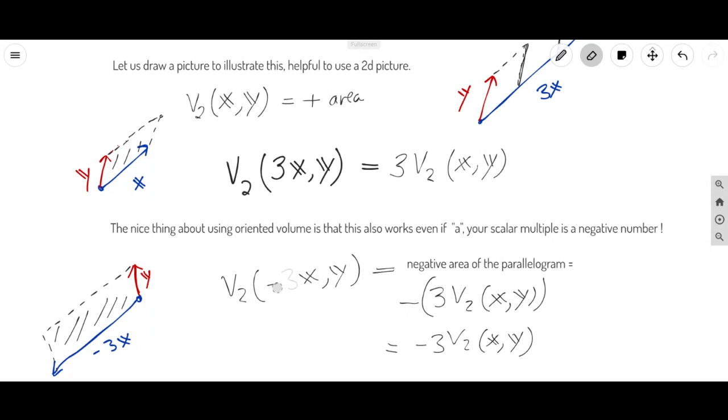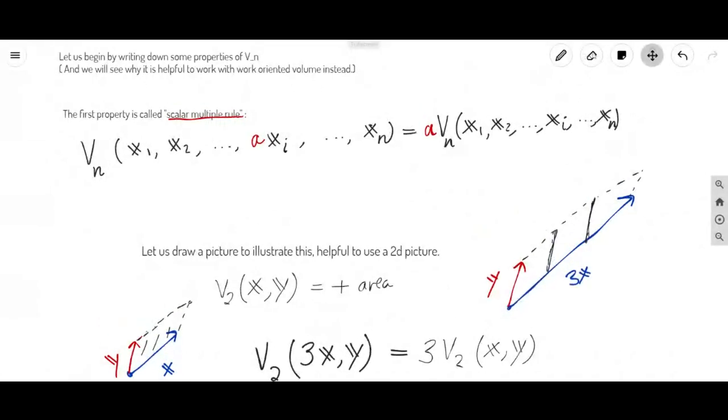So even if you're using negative numbers, even if a scalar multiple is a negative number, it still works out precisely because you've defined everything using orientation. And that's the advantage of talking about oriented volume as opposed to just ordinary volume. So this is the scalar multiple rule.